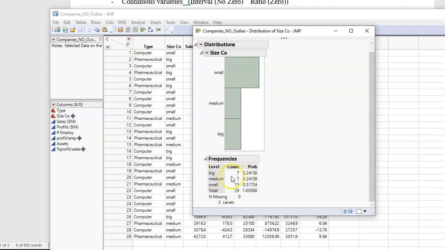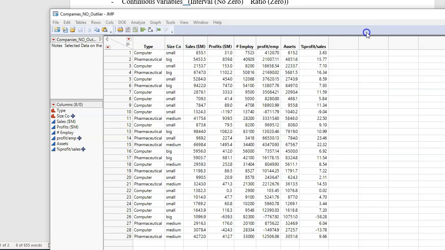Counts: how many big companies do we have, how many medium companies do we have, how many small companies do we have. And here we also have the probability or percentages. These are actually the relative frequency values. You multiply it by 100, that's a percent. So that's 24.1%, 24.1%, 51.7%. Total is 100%. Okay, so that was this part.